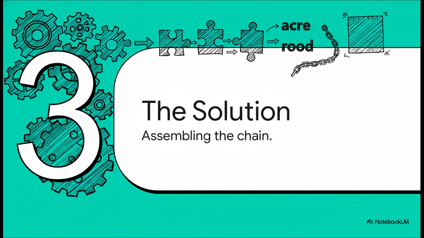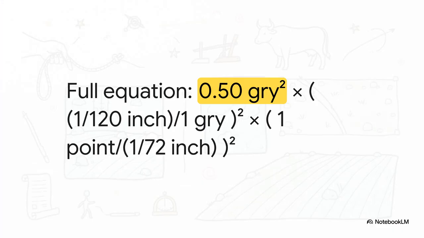Okay, we've got our definitions, we've got our strategy. Now it's time to put it all together and build what physicists call a conversion chain. It's a super slick way to make sure your units work out perfectly every single time. Whoa, okay, I know that looks like a lot, but trust me, it's super logical. We start with our given value, 0.50 grays squared. Then we multiply by our first conversion factor to get from grays to inches. But look, the whole fraction is squared. That's the key. Then we do the same thing to go from inches to points, and we square that one too.